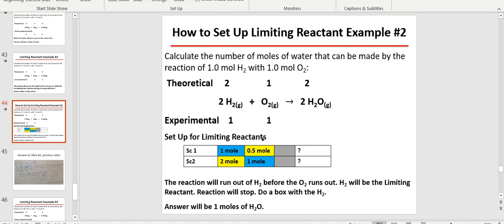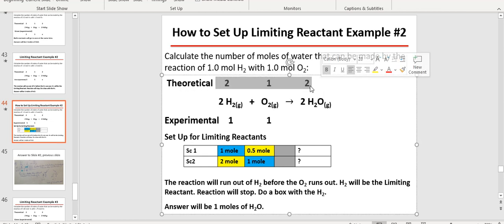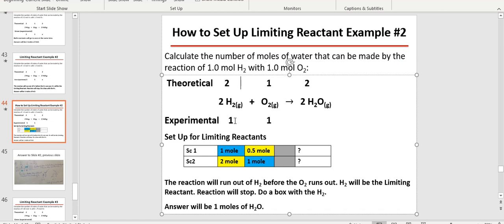I break it up into scenario 1 and scenario 2. And what this means is here are my theoretical. This is my molar ratio. Okay, that's your go-to. It's always there. These are my experimental. This is what I'm giving you in the question. All right, and then there is what I'm asking for. All right, but the experimental, this is what you're going to set up with. So this is real. This is what I've given you to play with.